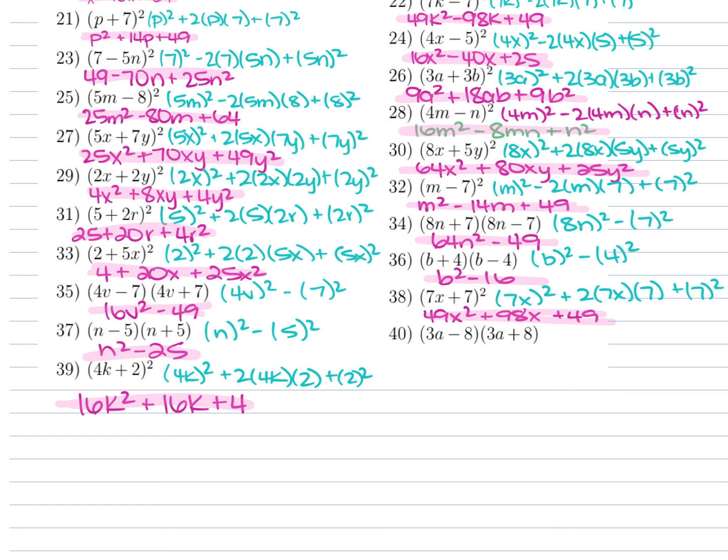And then for 40, again, you have a difference of squares. So 3a minus 8 times 3a plus 8. You're going to do 3a squared minus 8 squared. That gives you 9a squared minus 16.